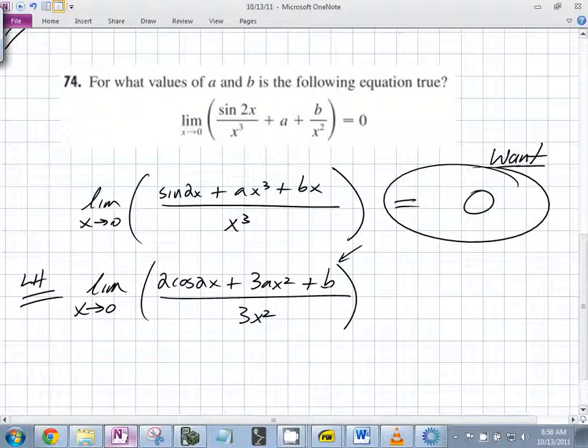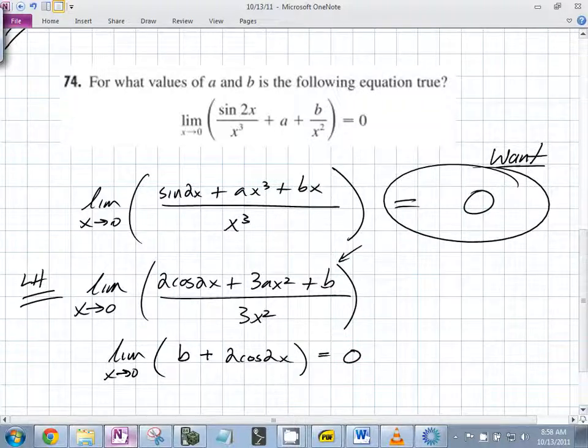So if we want this whole thing to go to 0, what are we going to have to make sure of? B is equal to, you think it's 2? B will cancel out the value of 2 cosine 2x. You know that the limit as x goes to 0 of b plus 2 cosine 2x is going to have to be 0.